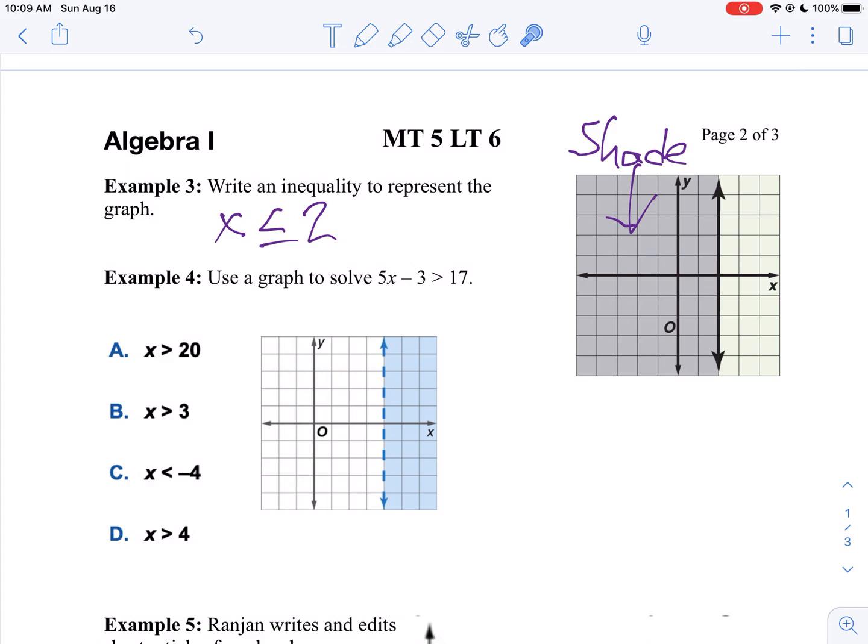I am to the right. I am going through 1, 2, 3, 4. So it's either C or D. Now, well, it's got to be D, doesn't it? We don't have any other choice because it's greater than 4, and you're shading to the right because it doesn't go through -4. That one turned out to be pretty simple.